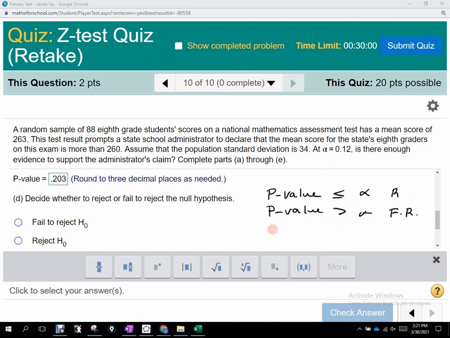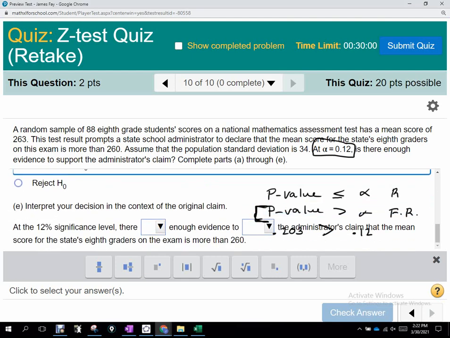So our p-value is 0.203, and our alpha they wanted was 0.12. So which one of these? This is greater than, right? My p-value is greater. So it's this situation right there. I fail to reject. Fail to reject.